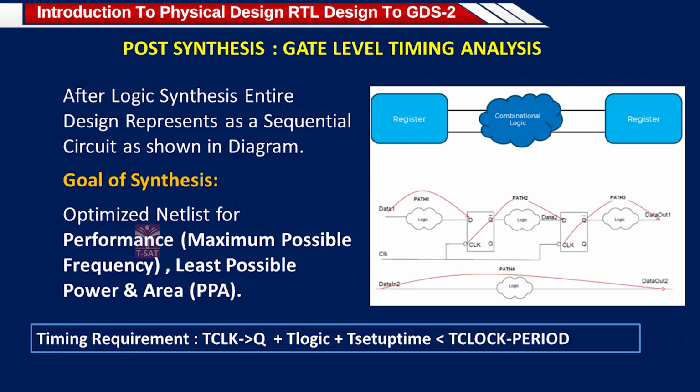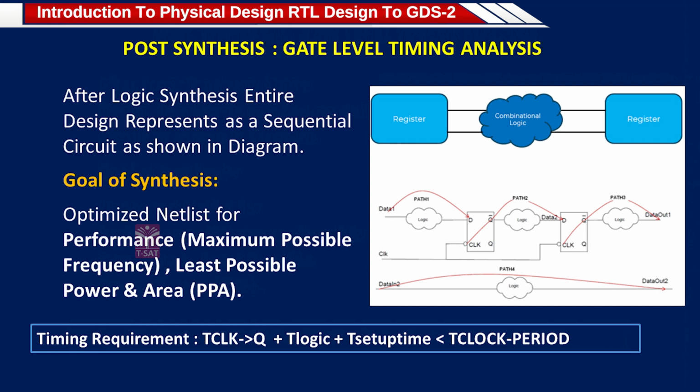I am showing only one path, flip-flop to flip-flop path. But you have multiple paths, depending upon your design. And finally, the output of this register is going to the output pad of your chip. If you look at the diagram, what it tells us is the entire design is converted into input to register, register to register and register to the output port, output pad. The whole design is converted into a sequential circuit. If you look at the performance, meaning frequency.